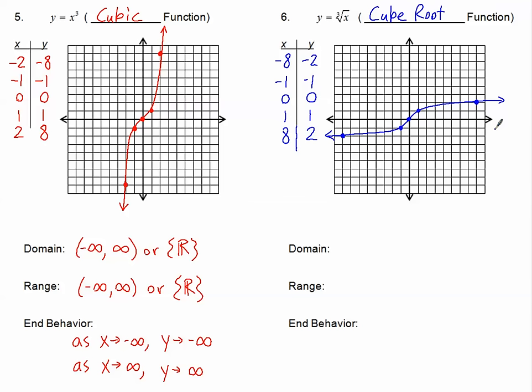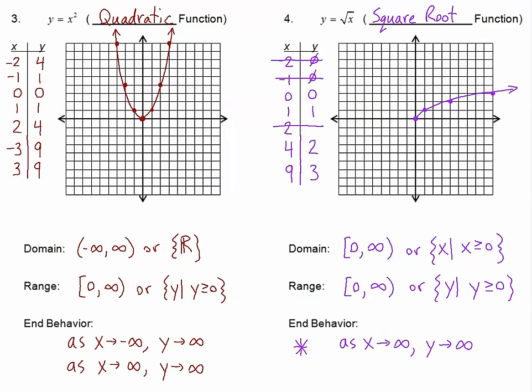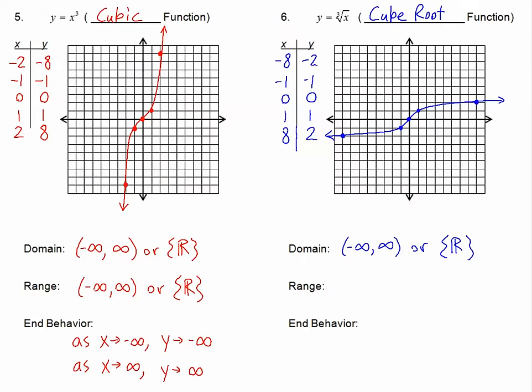The domain is pretty easy to see. We're going from negative infinity all the way through to positive infinity. Yet again, all reals. In fact, of all 6 of these parent functions, only one of these domains is different, and it is that square root function. This is the only domain that is not all reals when we're talking about our parent functions, at least these 6 parent functions.